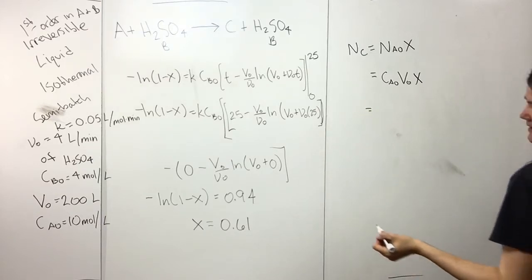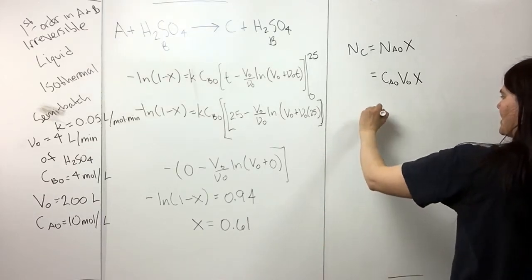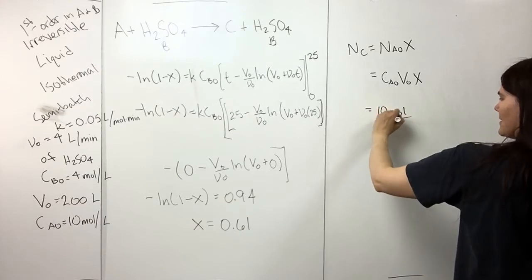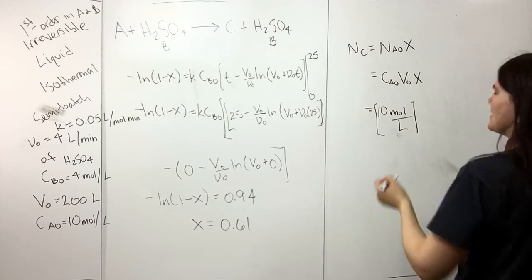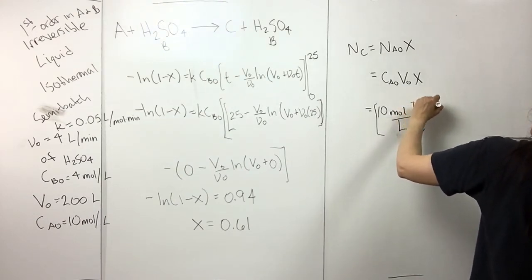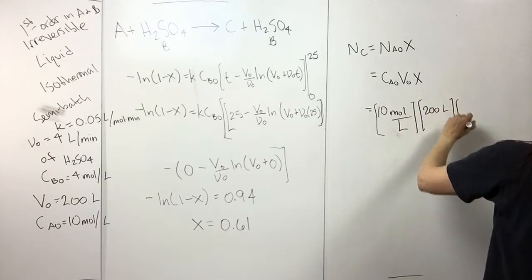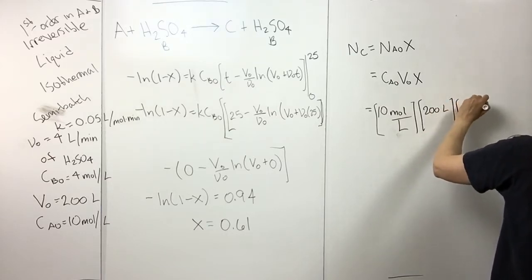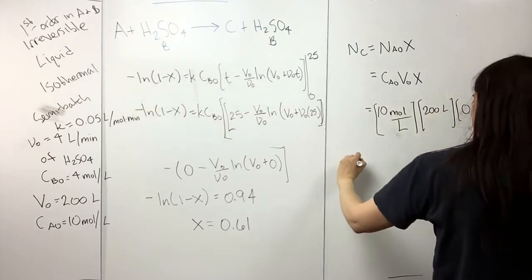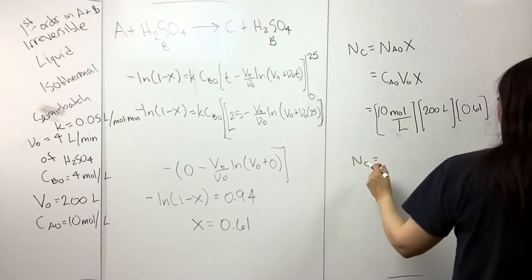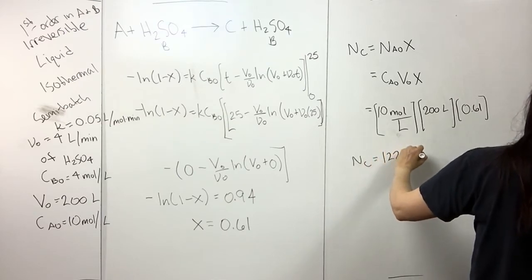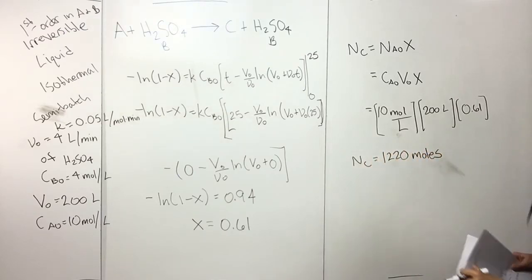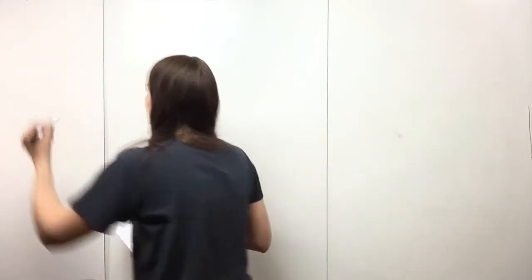And so then we know that Ca naught is 10 moles per liter. V naught is 200 liters, so 200 multiplied by X, which was 0.61. And so then the number of moles of C was 20 moles.